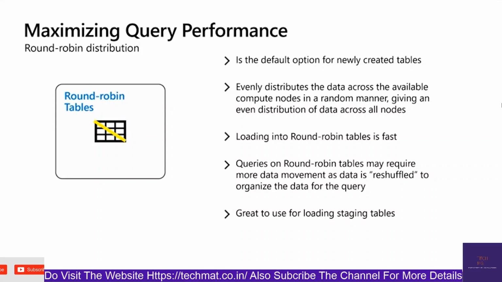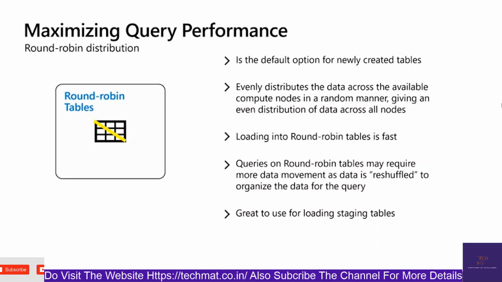An important thing about round-robin tables is that loading into them is very fast and very efficient, because under the hood all the compute capacity of the cluster is used and all the nodes are equally performing the same operation of data loading. Read queries on round-robin tables, though, may require some more data movement, as data can be reshuffled between the nodes, and on the control node later on, to organize the data for the query in the appropriate way.